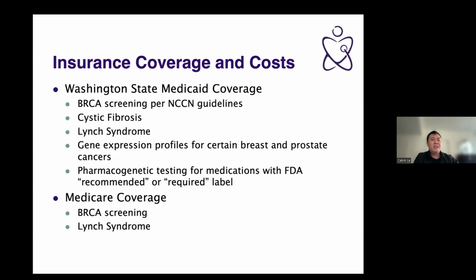And then finally, is the discussion of cost. A lot of patients are concerned about the cost of these tests, and fortunately, Washington State Medicaid and Medicare often give pretty good coverage, although prior authorization is often needed. Washington State Medicaid will cover BRCA screening for patients that meet NCCN guidelines. They'll also cover screening for cystic fibrosis and Lynch syndrome. They'll cover gene panels for certain types of cancer to guide therapies. And finally, Washington State Medicaid covers all pharmacogenetic testing for any medication with an FDA recommended or required label.